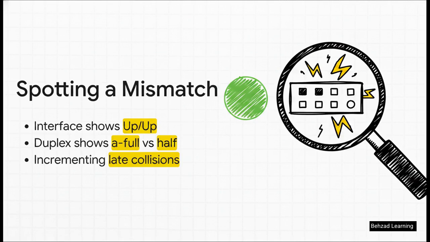Furthermore, if you check the interface counters, a mismatch is going to reveal itself through a rapidly incrementing collisions counter, and most importantly, late collisions. Late collisions are the ultimate forensic proof that our two diplomats failed to communicate properly.